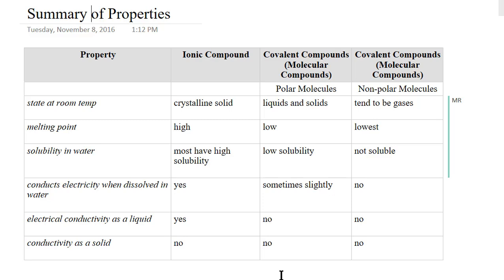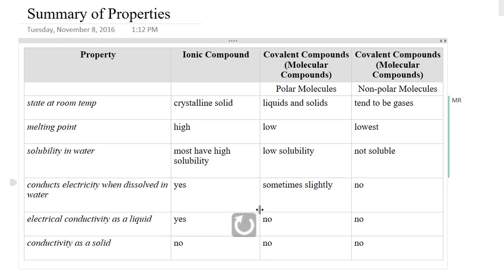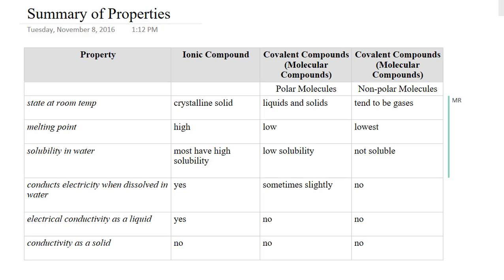The last piece that we would want to look at is this summary of properties. We've talked in detail about the properties, and when you look at a table like this, it's tempting to feel like you should memorize the entire table. But more importantly, what you want to do is connect to the structure and make sure you understand why each of the properties is what it is.